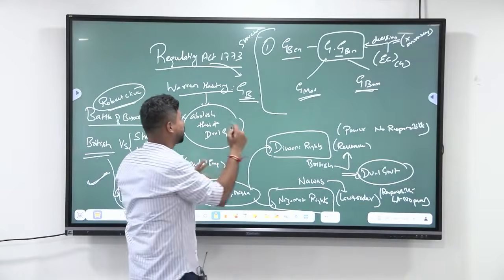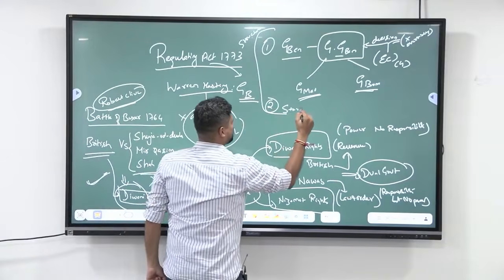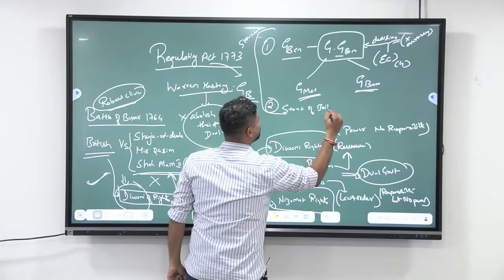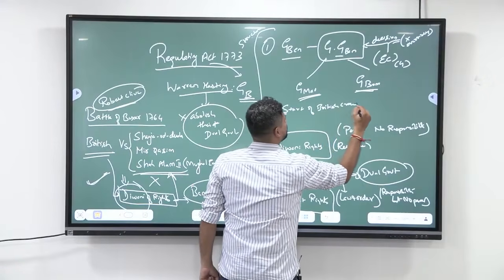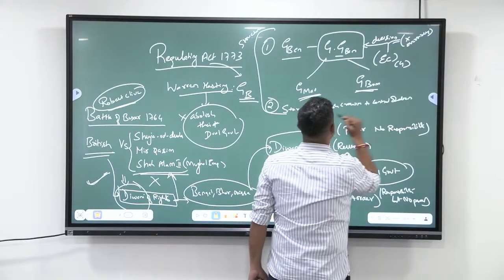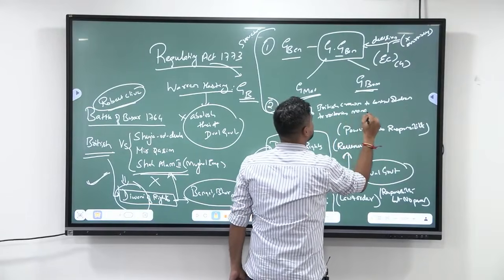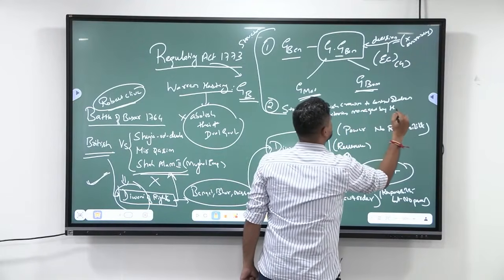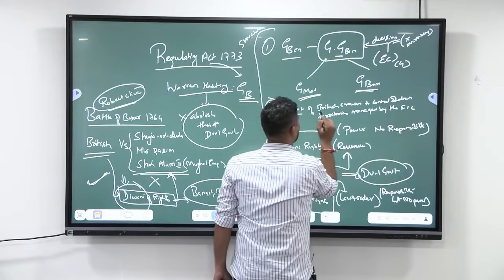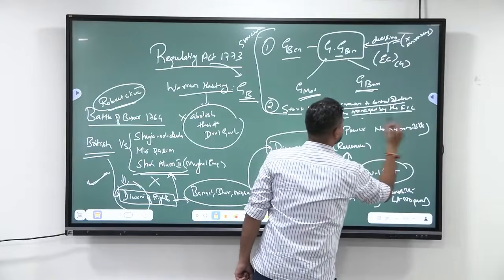But understand one more thing. They say that the Regulating Act is the start of the British Crown controlling the Indian territories managed by the East India Company. This is a very, very important point. It is the start of the British Crown controlling Indian territories managed by the East India Company.